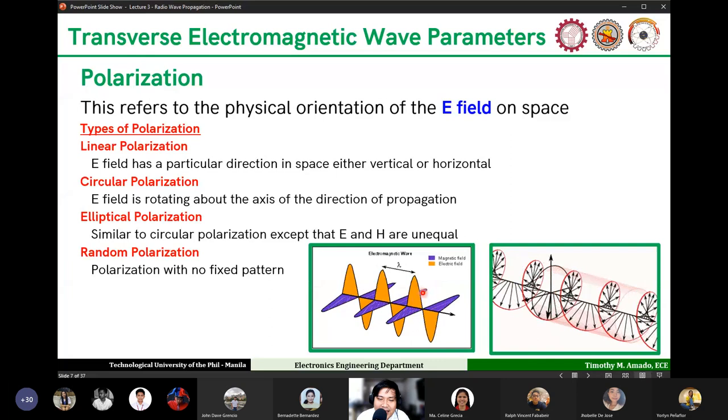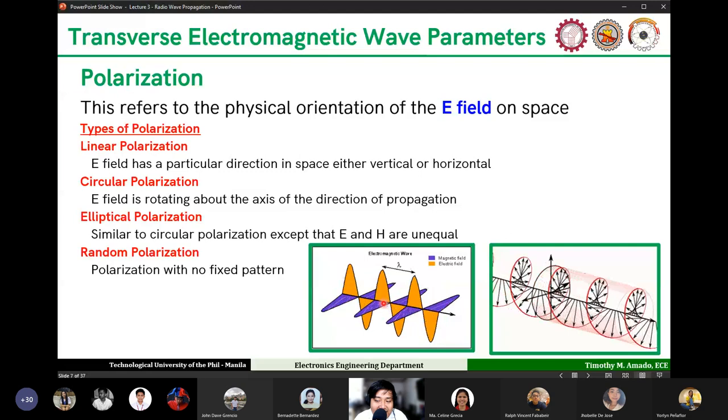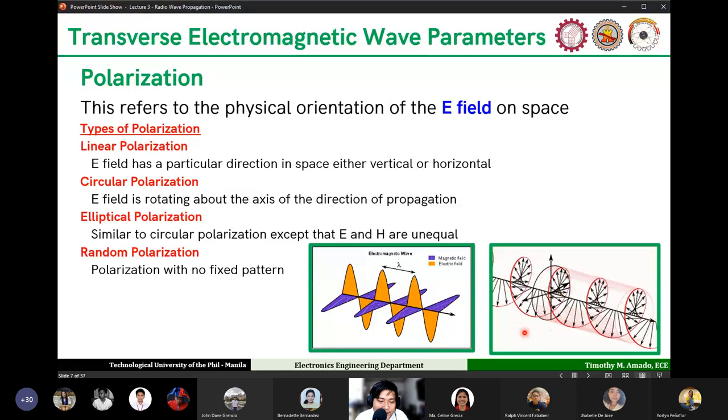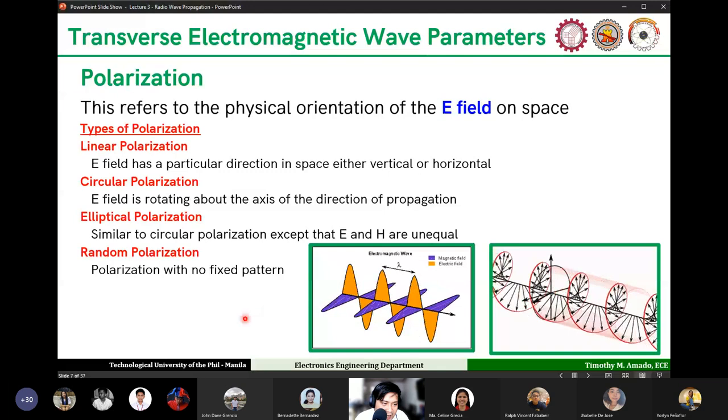Yung polarization nito nung ating illustration. So, what do you think? So, that is vertically polarized, right? This is under linear polarization and then vertical. Okay? Kasi patayo siya. So, ang lagi mong titingnan or yung reference mo is the electric field vector. Meron pa tayo. For example, as you can see here, we have circularly polarized naman. Circular polarization nangyayari kapag umiikot yung electric field vector in space mo. Elliptical polarization is the same as circular polarization except that the energies of the electric field and the magnetic field are not equal. And finally, random polarization is a polarization that has no fixed pattern.